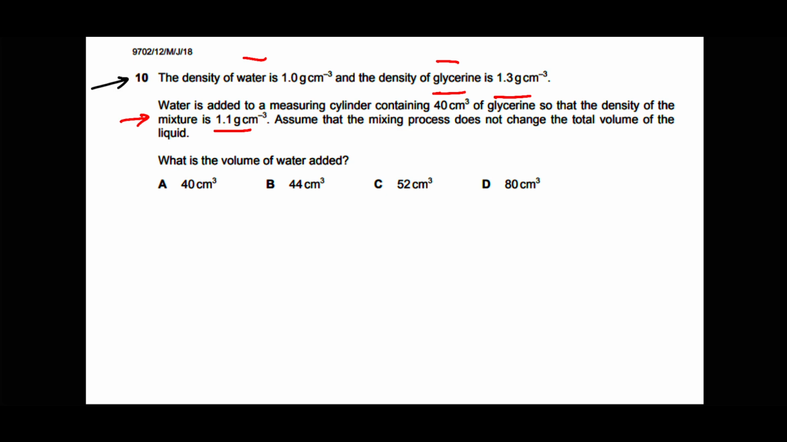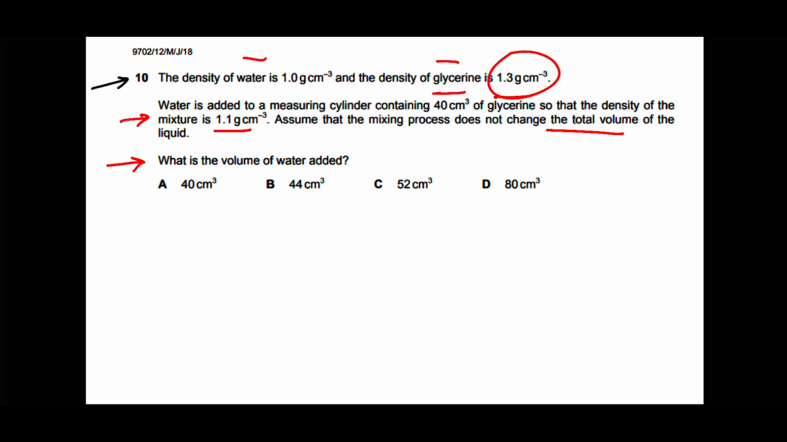Now assume that the mixing process does not change the total volume. This is important because we need to accept that they don't react with each other. If they were to react, they may release a gas, or they may make a liquid that has lesser volume, which may change the density somehow. So we are assuming that the total volume does not change, which means that they are not reacting with each other. So what is the volume of water that needs to be added into the system?